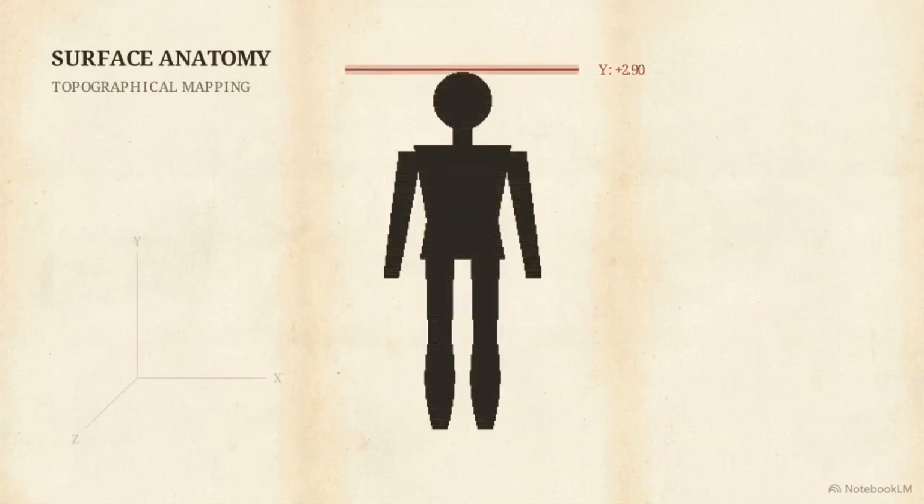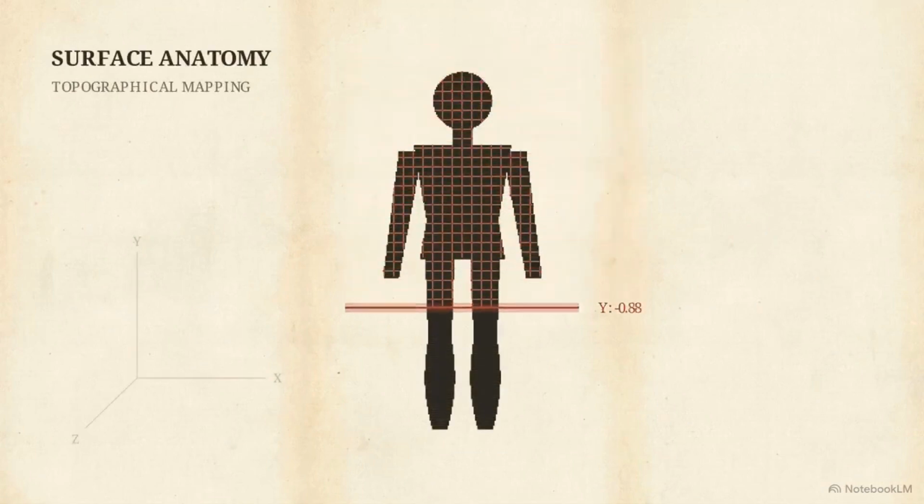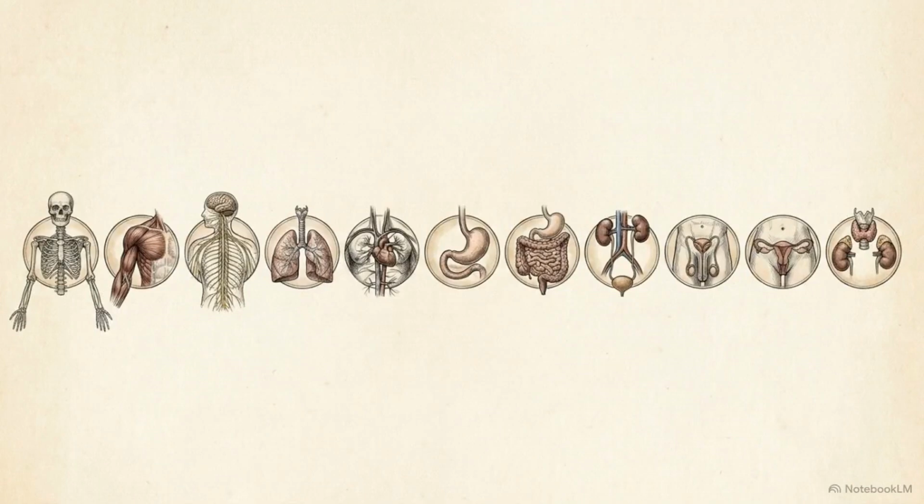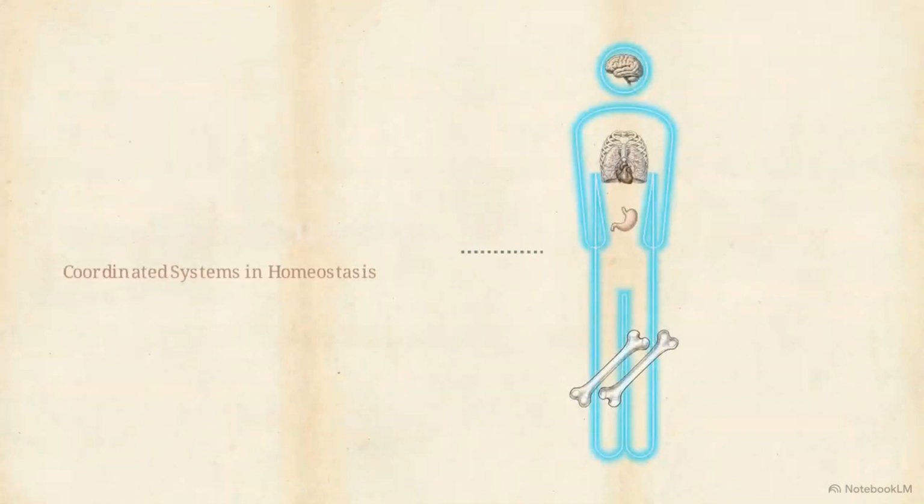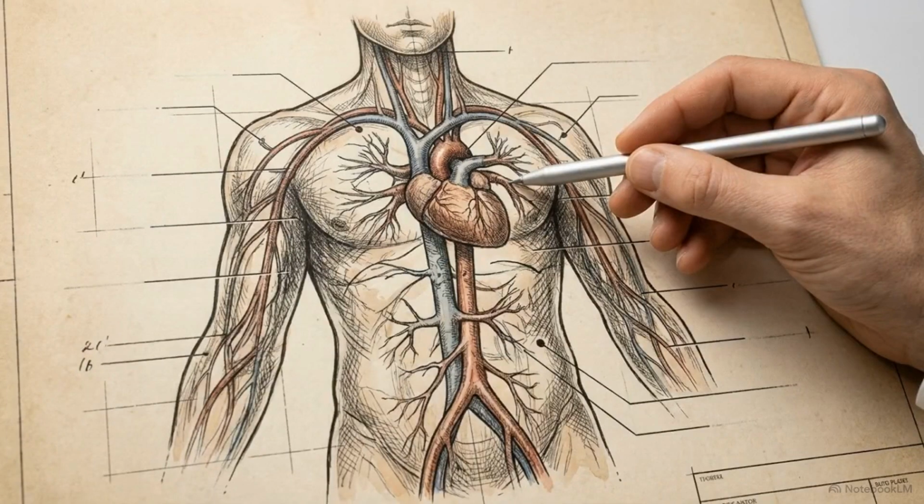To understand how this biological machine operates, we need to map its spatial layout, identify the 11 primary organ systems that sustain it, and observe the specific mechanisms those systems use to maintain internal equilibrium. Identifying these physical coordinates provides the necessary baseline for analyzing the more complex physiological processes that follow.